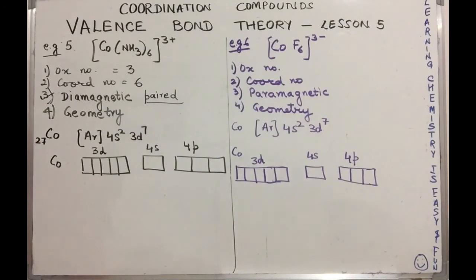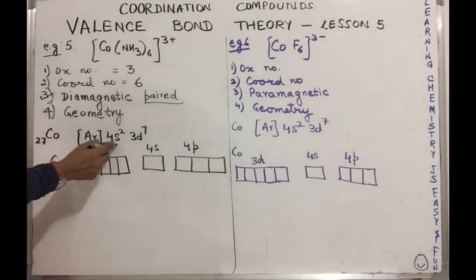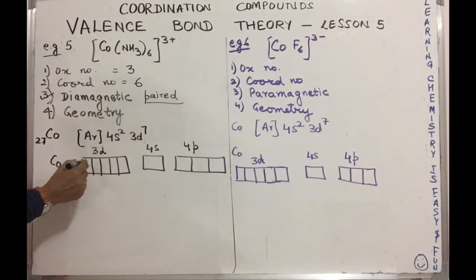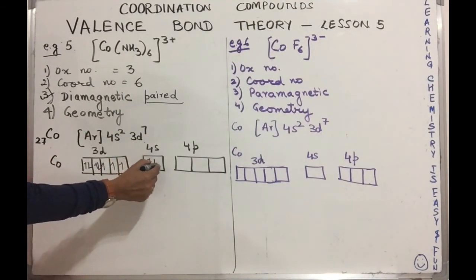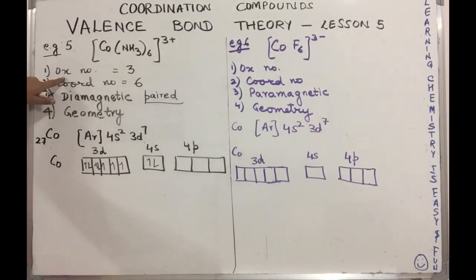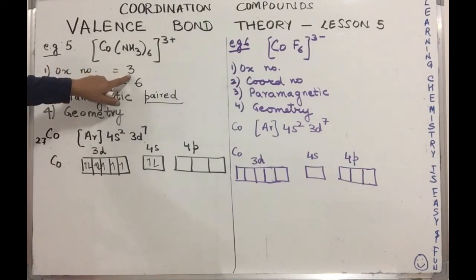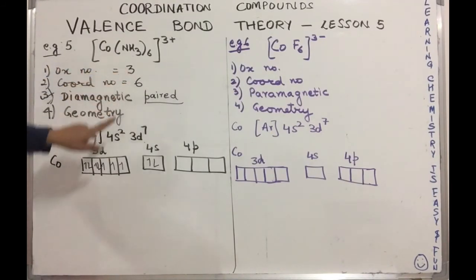So, let's start with example 5. Argon 4s2 3d7. First, allot the electrons according to Hund's rule. 1, 2, 3, 4, 5, 6 and 7. Unpaired electrons are here, right? Oh, we are not yet done. We have 4s2 as well. Now see, the oxidation number equals 3. Don't forget this.